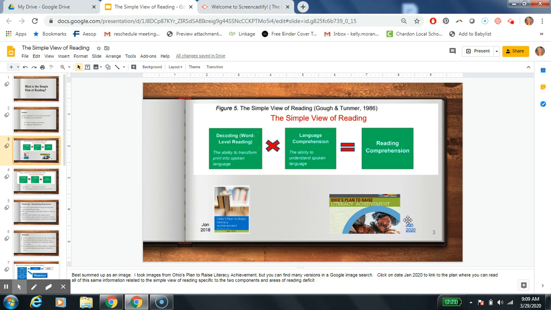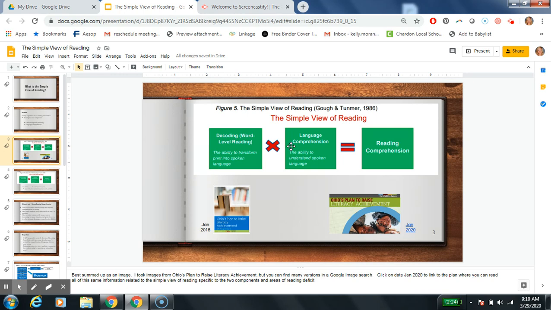So if you do a Google image search for simple view of reading, you'll find all different kinds of formulas. They all look very similar, of course, and they all include the same components. But for the purpose of our slideshow here, I wanted to take images directly from our plan in Ohio.